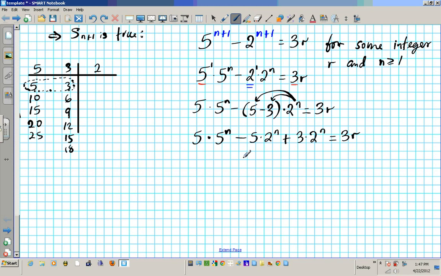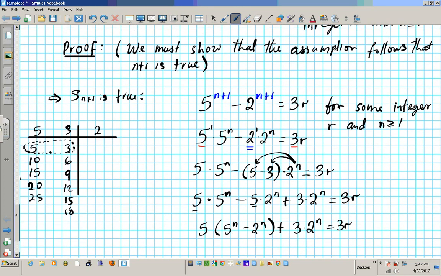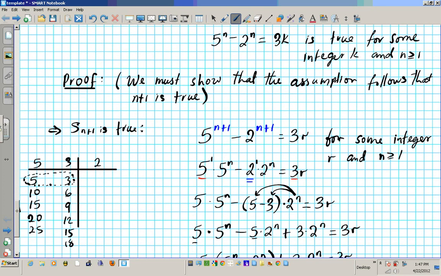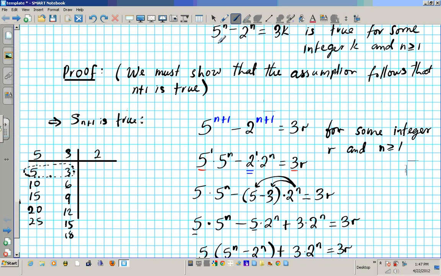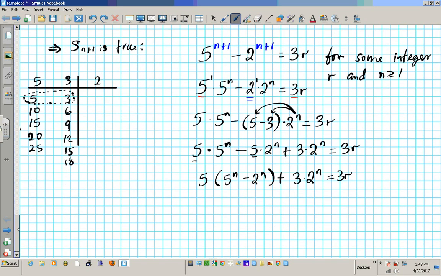Alright, now let's take a look at the first two. Can I factor out something from the first two? 5 and 5 are common, right? So I'll extract the 5 from the first two, and I'll be left with 5 times (5 to the n times 2 to the n) plus 3 times 2 to the n equals 3 to the r. Okay? Now take a look at this. 5 to the n times 2 to the n. Does that look familiar? Anywhere? Absolutely. Check this out. 5 to the n times 2 to the n is equal to 3k by our inductive hypothesis. So we can make that substitution right here.